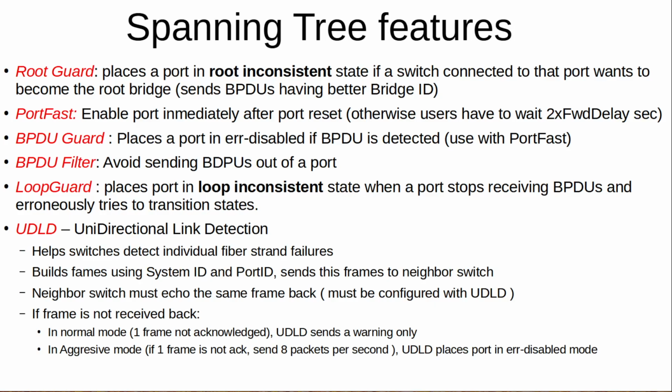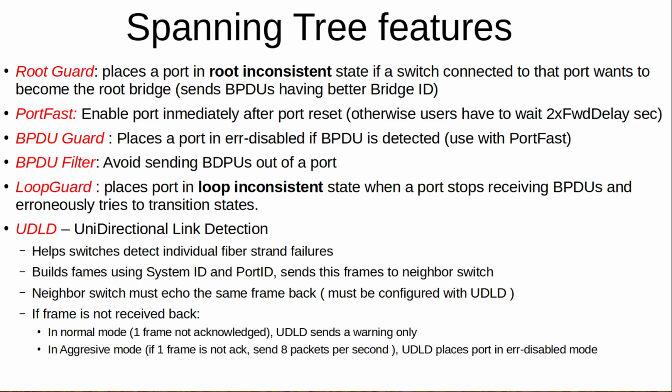Loop guard will place a port in loop inconsistent state when a port stops receiving BPDUs and erroneously thinks that there is a convergence going on and tries to transition states. UDLD, which means unidirectional link detection, is a technology that helps switches detect individual fiber strand failures.